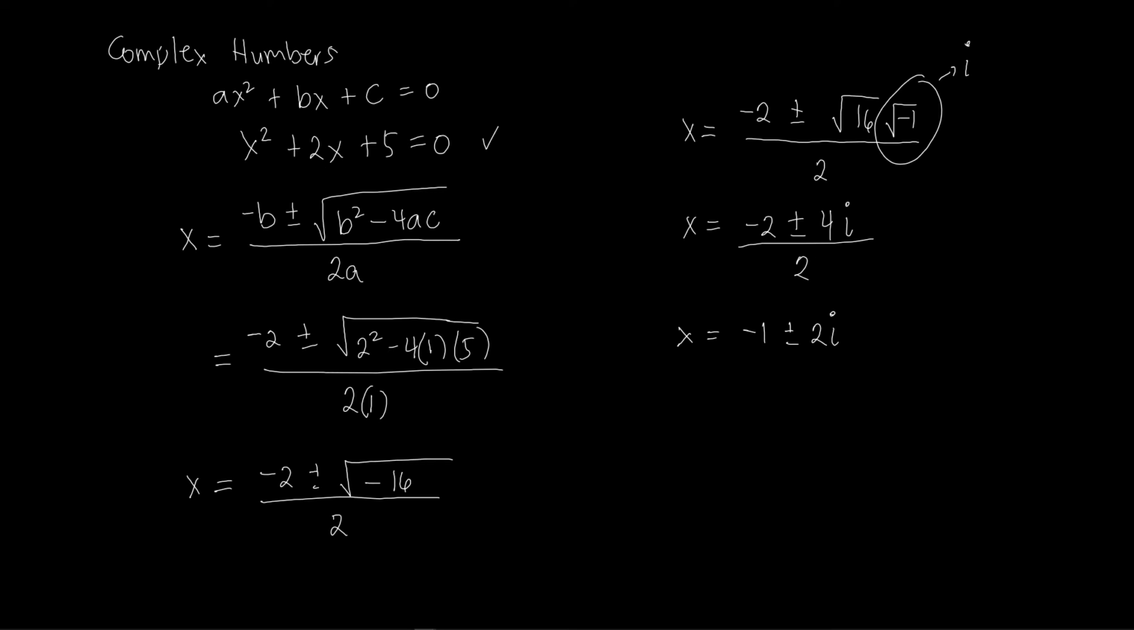Okay? Nagkasinabot pa ta ato. So, we have two solutions for our quadratic equation. First is negative 1 plus 2i, and the other one is negative 1 minus 2i. Those solutions in the form of a plus bi is what we call a complex number.